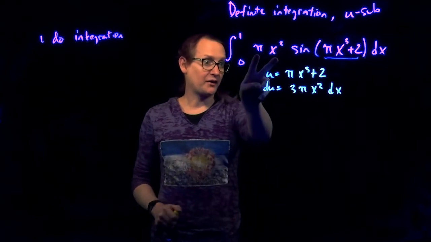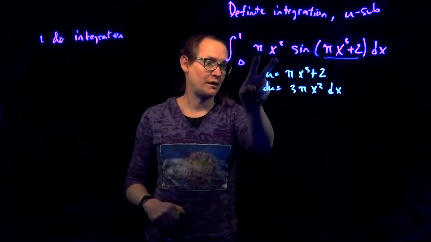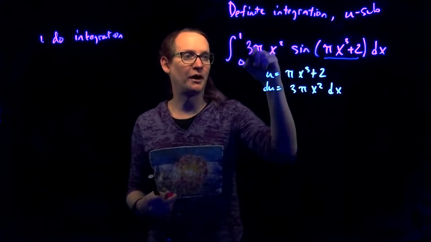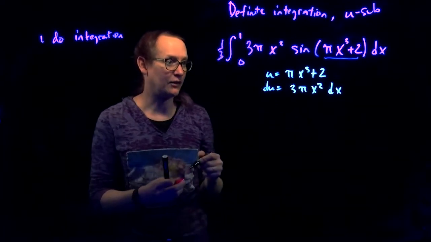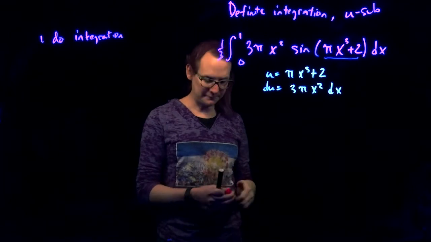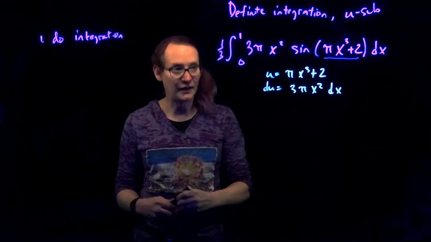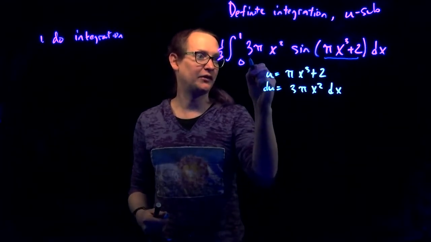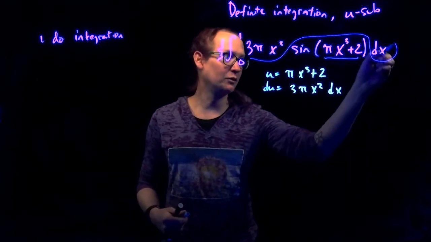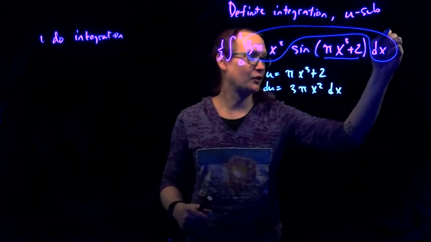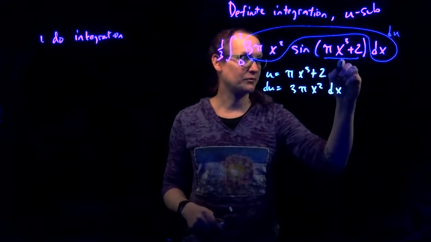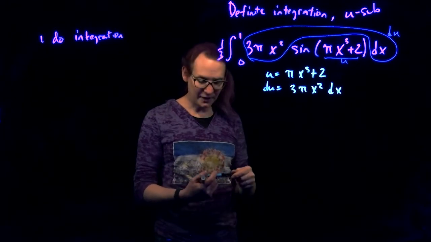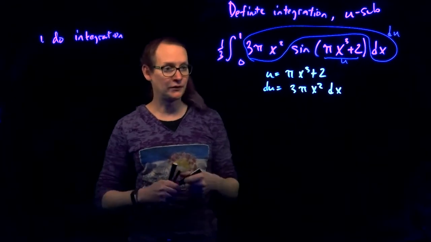So I've got the pi x squared part. I'm missing the 3. So let's multiply by 3 to get that. And then let's hopefully find the rest of this taken up in terms of u. So that part right there is all going to be du. That part right there is u. And so now I get to rewrite my problem in terms of u.